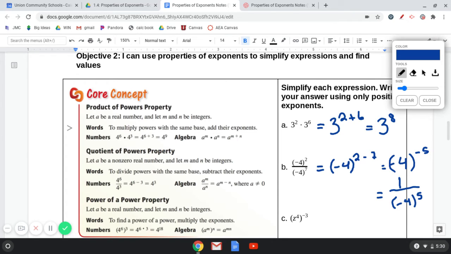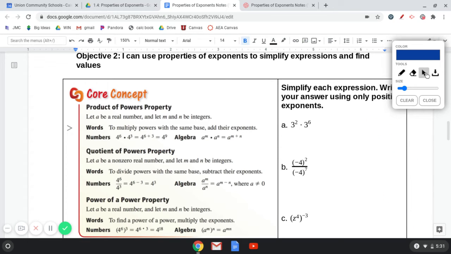So for this example, z to the 4 to the -3 power is equal to z to the 4 times -3 power, which is equal to z to the -12 power, which is equal to 1 over z to the 12th power, because that's a negative exponent. All right, and that's these three properties. Let's scroll down and we'll do a couple more.